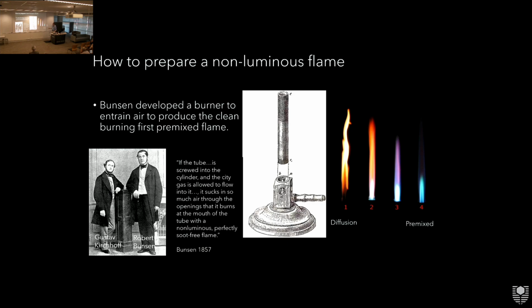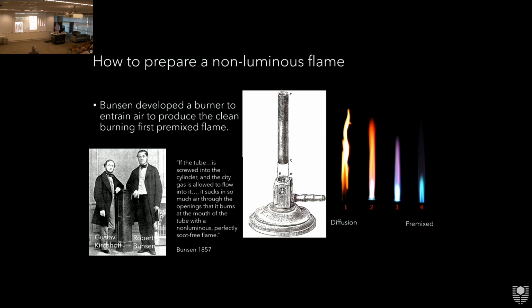If the tube is screwed into the cylinder, which is this thing here, and the city gas, which is a mixture of methane and carbon monoxide and hydrogen, is allowed to flow into it, it sucks in so much air into the opening that it burns at the mouth of the tube with a non-luminous, perfectly non-sooting flame. The trick here is you use a jet of methane, and that jet entrains air. It creates a vacuum, pulling air into the hole here, and that provides the air required to enable complete combustion.